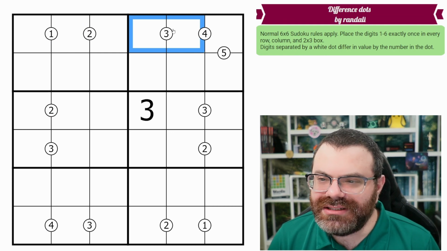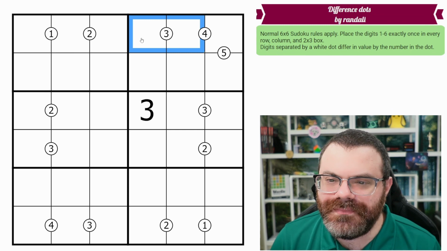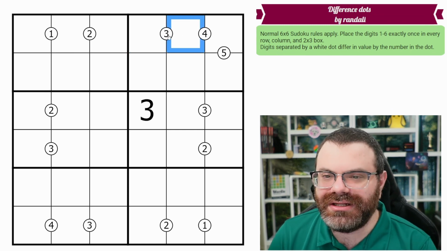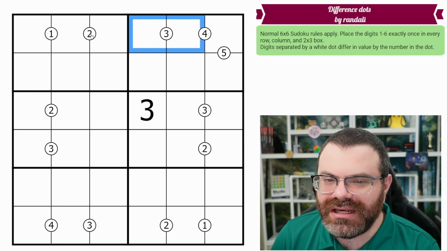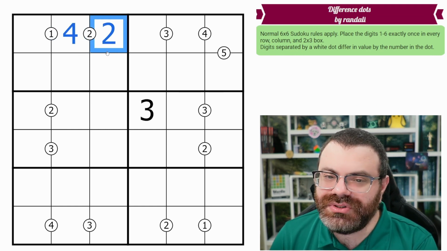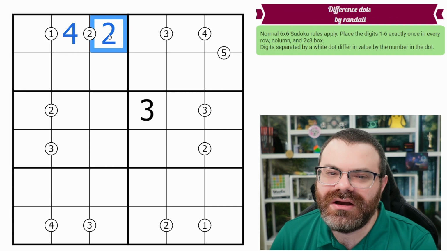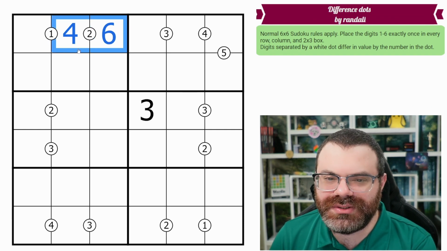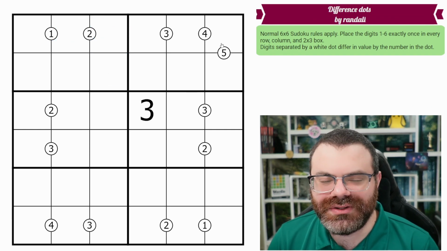Digits separated by a white dot have a difference of exactly that number in the dot. It doesn't matter which side is the bigger side, but if you subtract the small number from the big number, you need to get that difference. Let's use this 2 as an example. If I do a 4 here, I could do a 2 here because 4 minus 2 is 2, or I could do a 6 here because 6 minus 4 is 2. And that's it. Those are the rules.